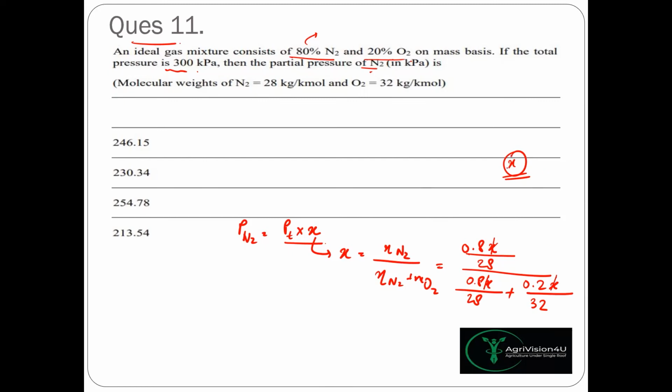Here the total mass of the air is K kgs, out of which 80% is nitrogen and 20% is oxygen. So nitrogen would be 0.8 times K and oxygen would be 0.2 times K, right? So this is what I've written. The mass of nitrogen, 0.8K, divided by molecular mass, we'll get the number of moles of N2. The number of moles of N2 is 0.8K divided by 28, plus the number of moles of oxygen, which is 0.2K divided by 32. So on solving, we'll get the value of X, the mole fraction of N2.